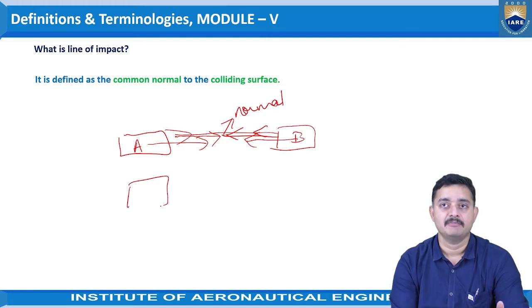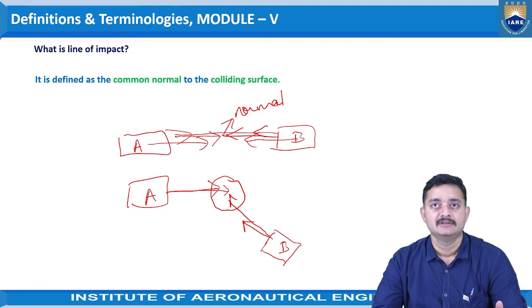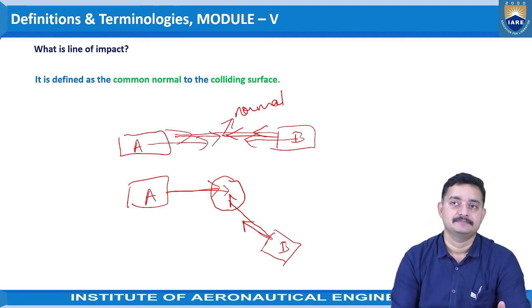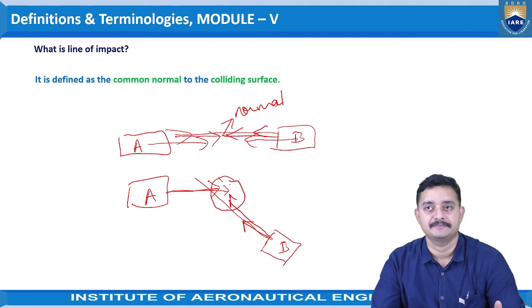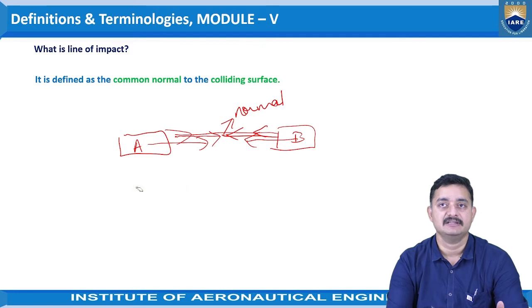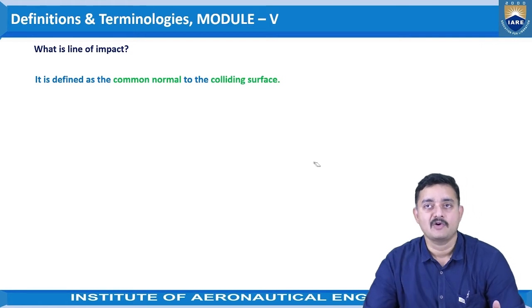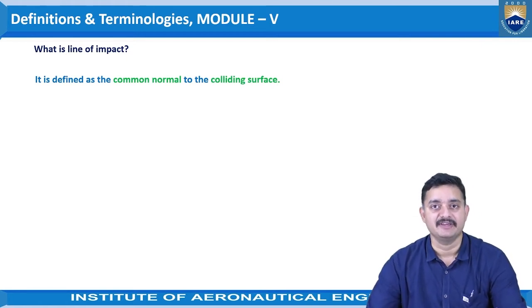Similarly, if car A is traveling in this direction and car B is traveling in this direction, and after a small interval of time they get in contact with each other and collide here, this would be the line of impact. So as per the definition, the line of impact is defined as the common normal to the colliding surface.